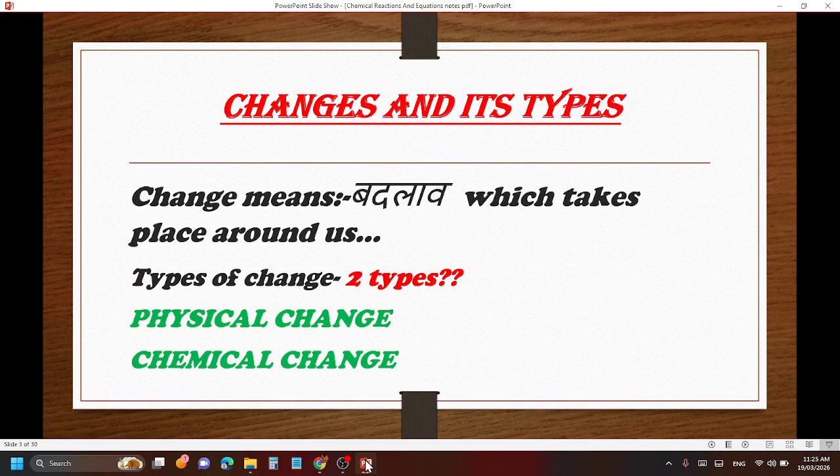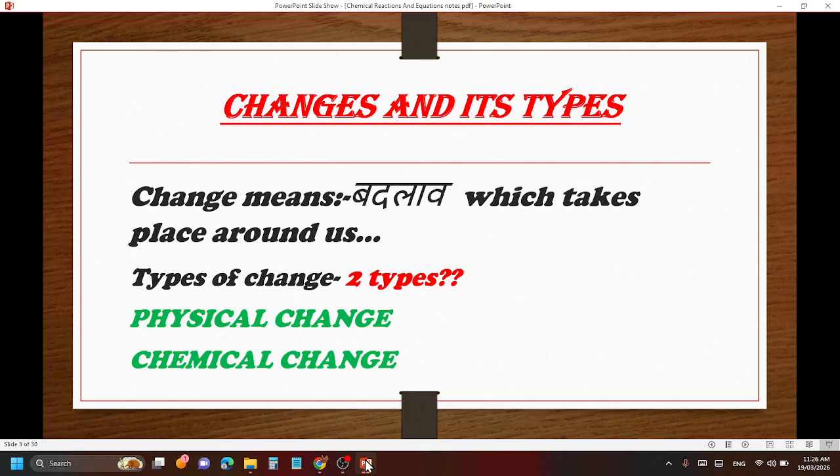So let's get started with the first topic of chemical reactions and equations. This is a very basic topic. You would have studied it in previous classes, but we have to revise everything as it is most important. Basics make a man perfect. Everybody knows the basics, but sometimes everybody makes errors in these basic things. So let us start with the first topic, that is changes and its types.